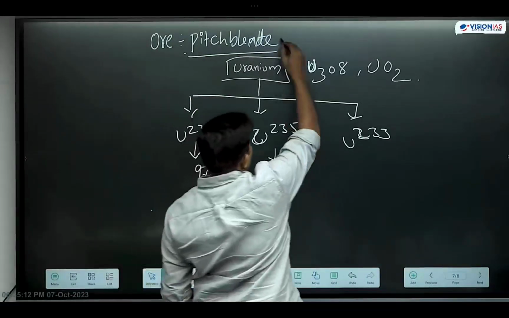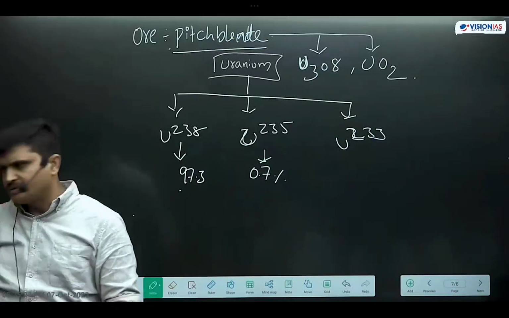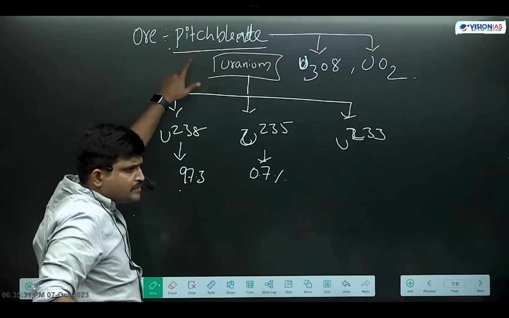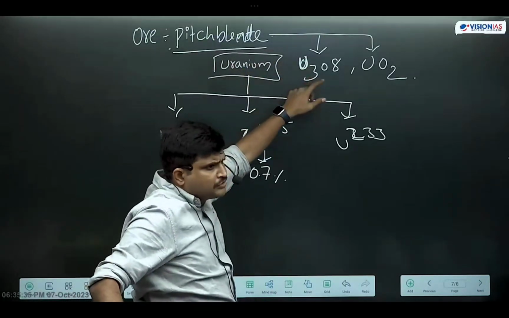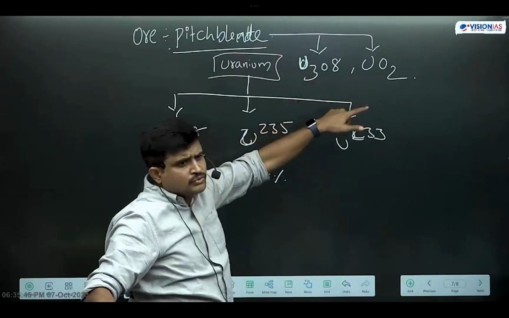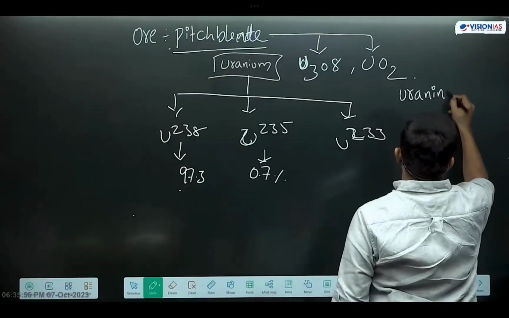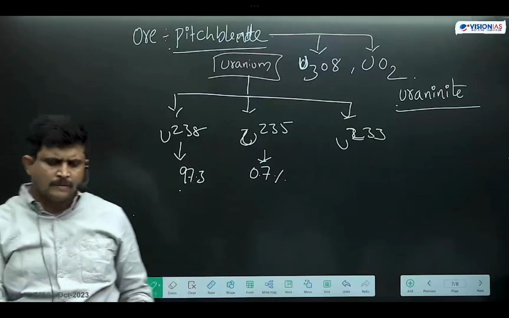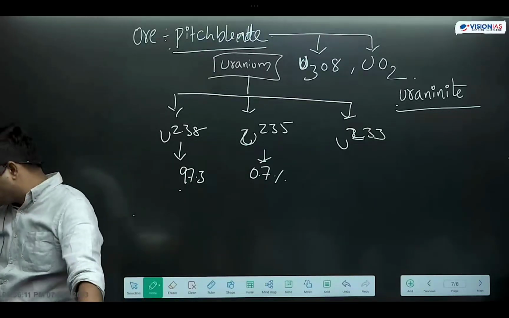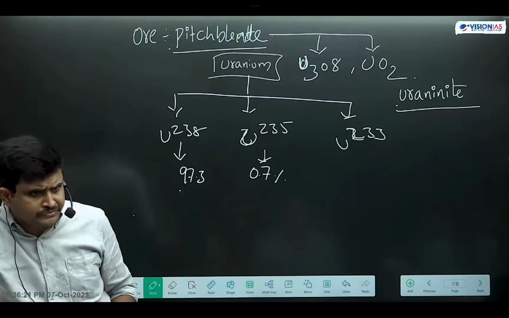Naturally, it exists in two forms. That is U3O8, uranium oxide. Next one is uranite, UO2. So, ore of uranium is known as pitch blende. It exists in two forms: U3O8, uranium oxide, and UO2, which we call uranite. These are the natural forms of uranium. Uranium oxide and uranite. Is it correct?